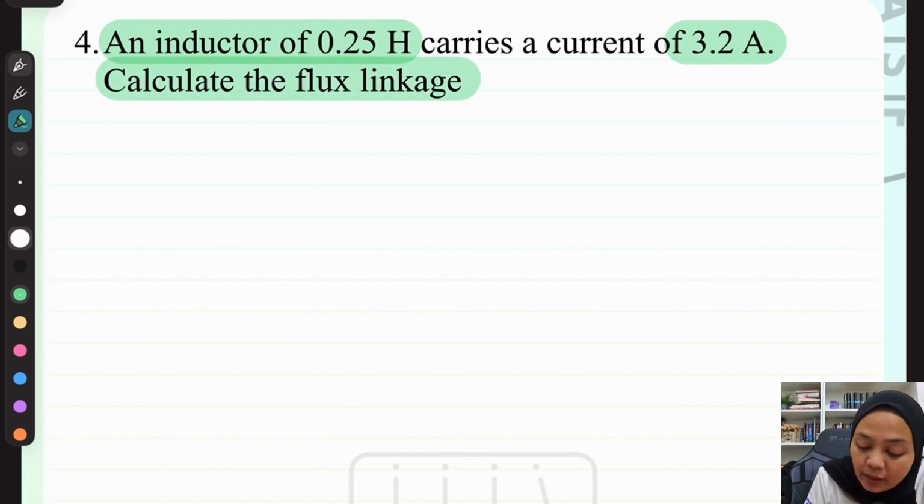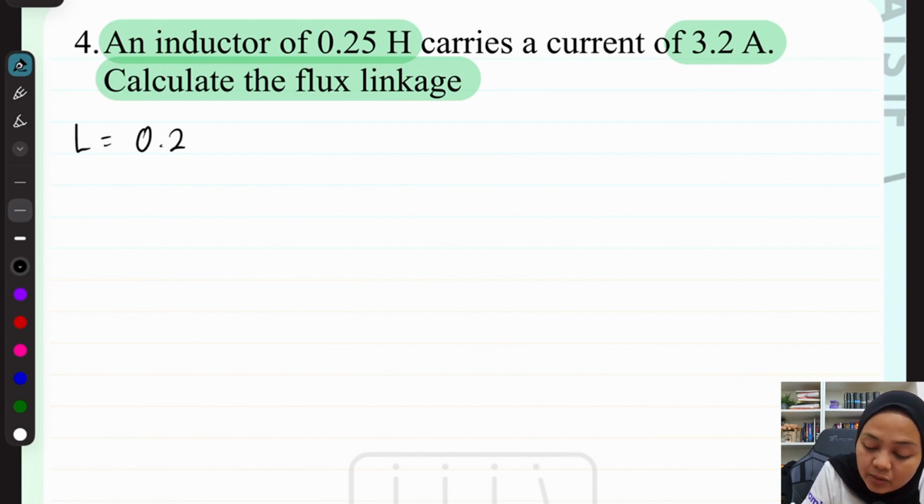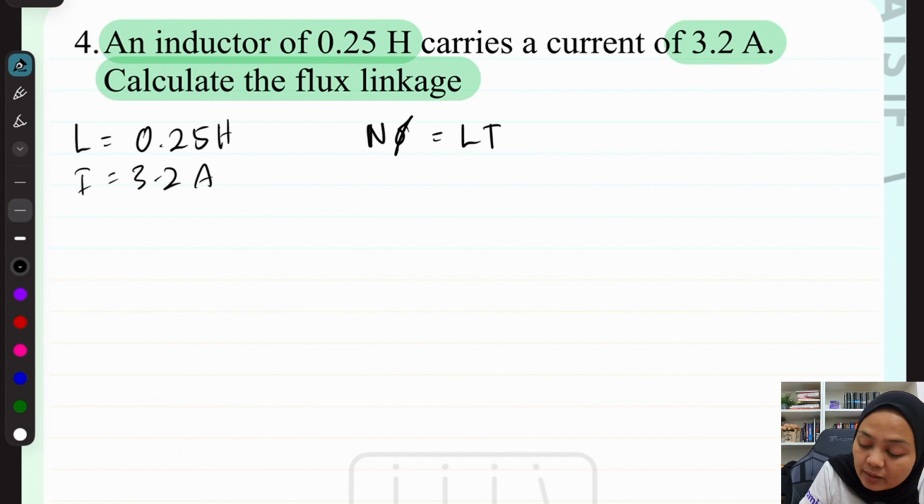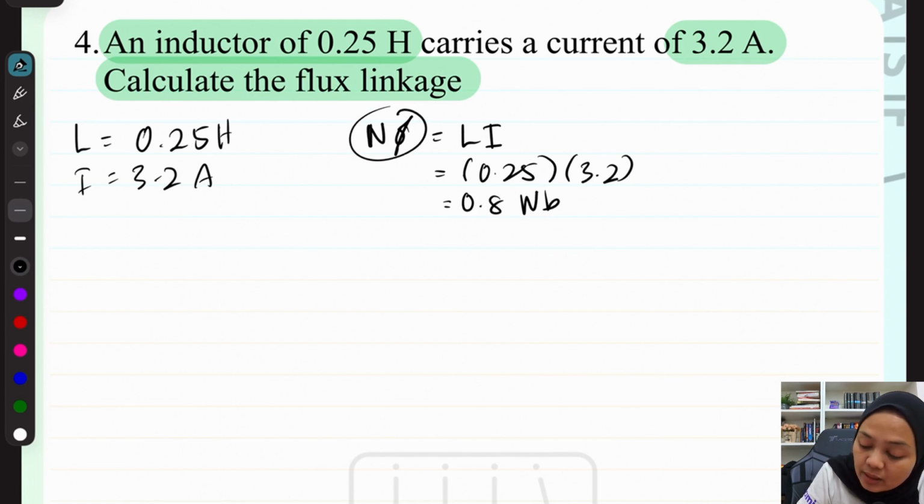For question number 4, an inductor of 0.25 Henry carries a current of 3.2 ampere, and we need to calculate the flux linkage. When we do the listing, we have L equals 0.25 Henry and a current of 3.2 ampere. So we're going to use N times flux equals self-inductance times current. Here we just substitute 0.25 times 3.2, that is 0.8 Weber. Notice that this is actually the flux linkage.